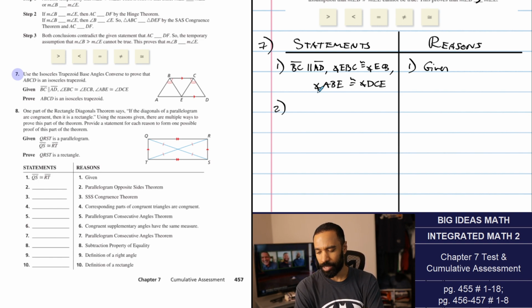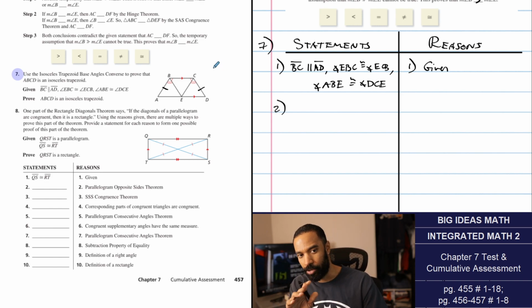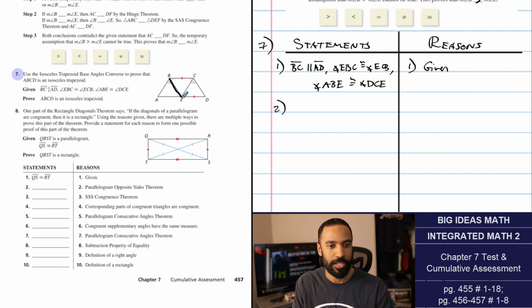Base angles converse, I believe, is the one that says a trapezoid with congruent base angles means it's an isosceles trapezoid. So proving it's an isosceles trapezoid, I don't think we're just proving these two angles are congruent. I think we want to prove that these sides are congruent. In order to do that, probably going to go off either congruent triangles, because either these two triangles are congruent, or work off these parallelograms, if we could work off these being parallelograms.